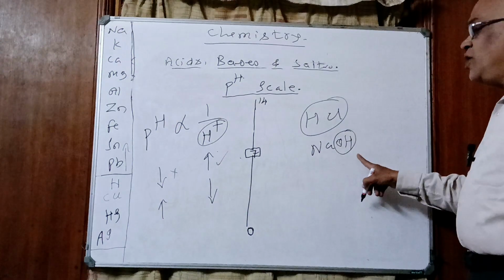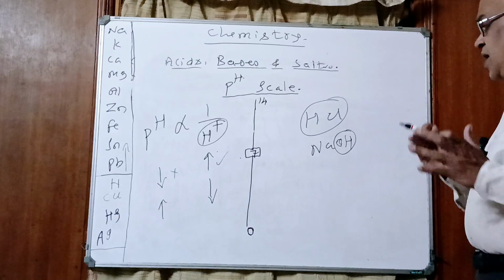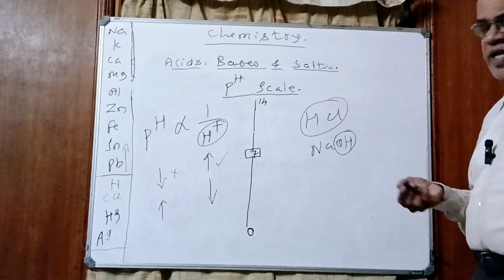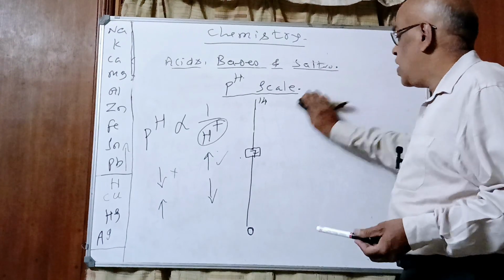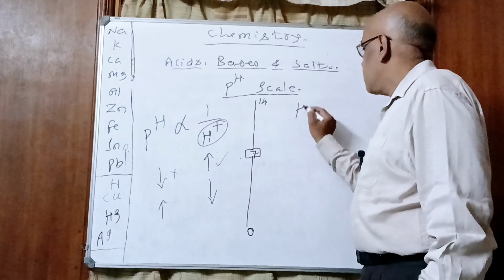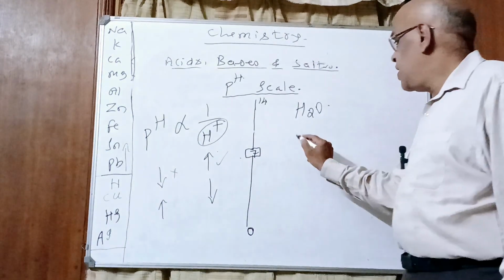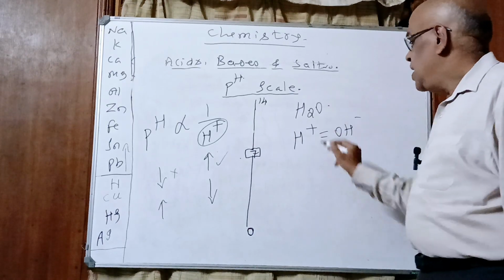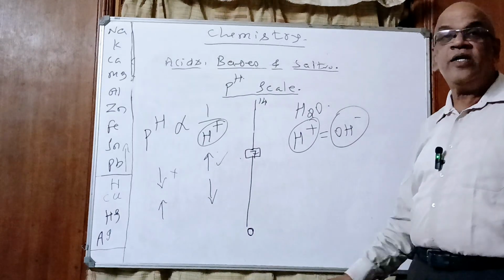Here, NaOH is a base. It doesn't mean that it will have zero hydrogen ions. It may have hydrogen ions, but very, very less. Understood? Take for example pure water. What is water? H2O. When it undergoes ionization, what do we get, children? We get hydrogen ions and hydroxide ions. It will have equal amount of hydrogen ion concentration as well as hydroxide ion concentration.